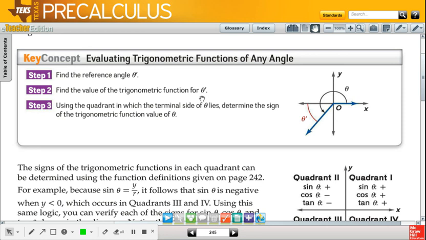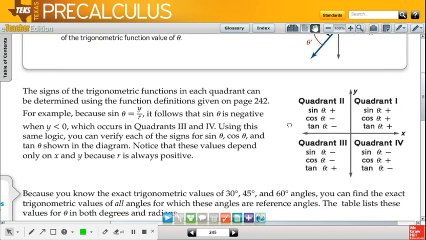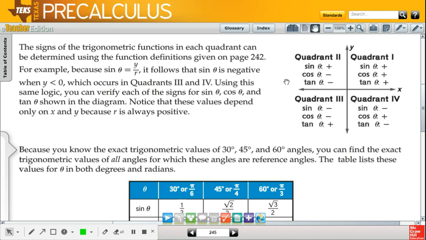Now moving to step 3: using the quadrant in which the terminal side of angle theta lies, determine the sign of the trigonometric function value of angle theta. What it means is that where the terminal side lies, even though you found the reference angle, finding the reference angle will help you find the value of the trigonometric function. The terminal side determines the sign, if it's positive or negative. So let's move on to the next section.